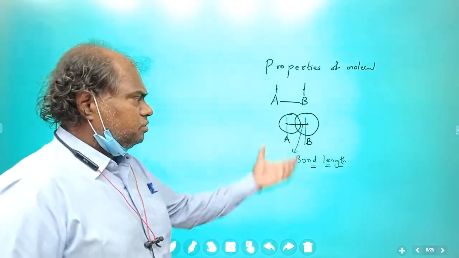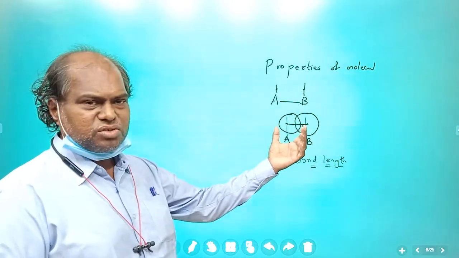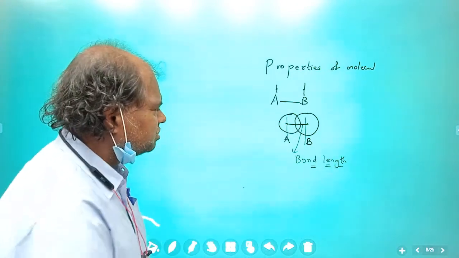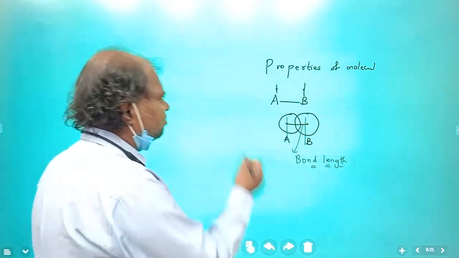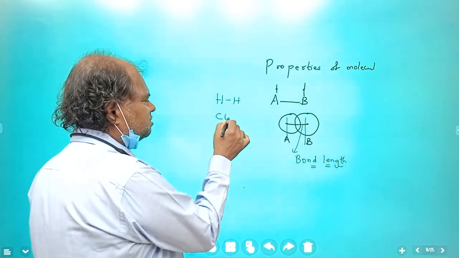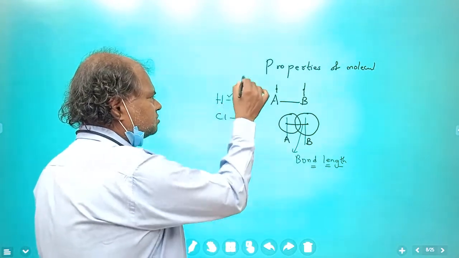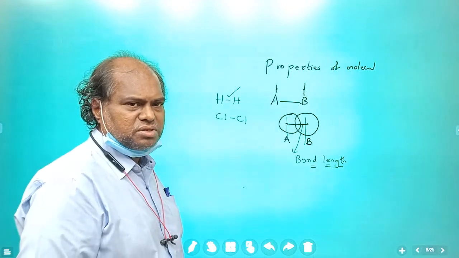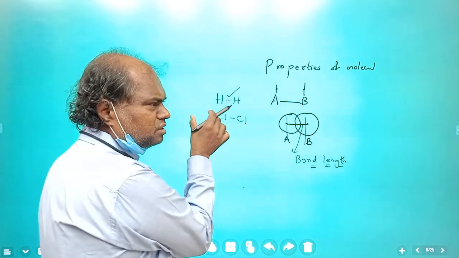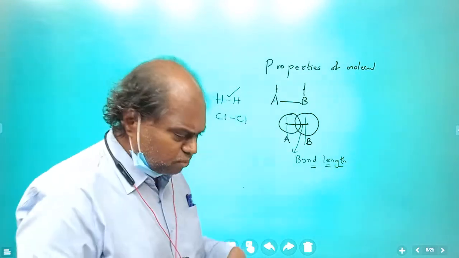Now, this bond length is very important, students. If this bond length is very small, it's obvious that the bond is very strong. Smaller the bond length, the atoms are coming very close, and the bond is very strong. Let's take some examples now. Let us take H-H and Cl-Cl. Which bond is stronger? Obviously H-H. Why? Because the atoms are very small, very small atoms, very strong bond.